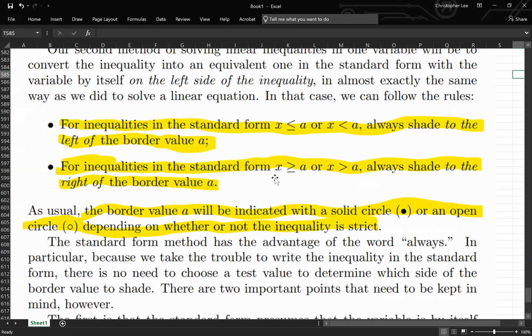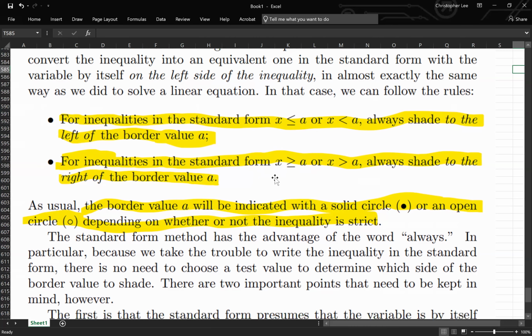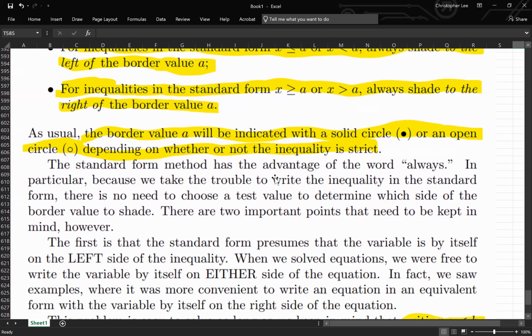What? So, just going to the right is greater, going to the left is less. Yeah. Simple stuff. Simple stuff. So as usual, right?